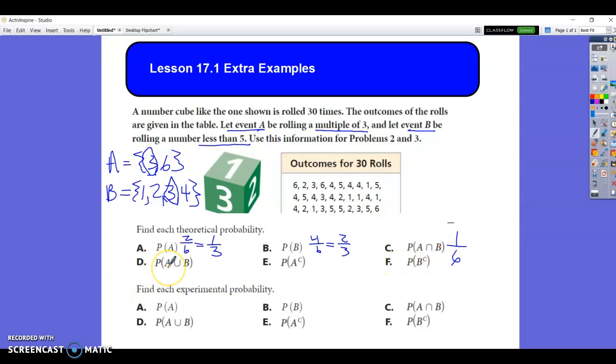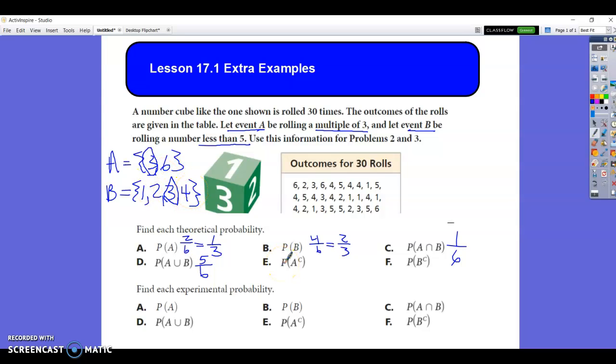All right, so we want the probability of A union B. Remember, union means you join all your sets. So A union B would be everything but 5. 5 is not included, so it'd be 5 out of 6. Because we've got 1, 2, 3, 4, 5 different distinct numbers here.